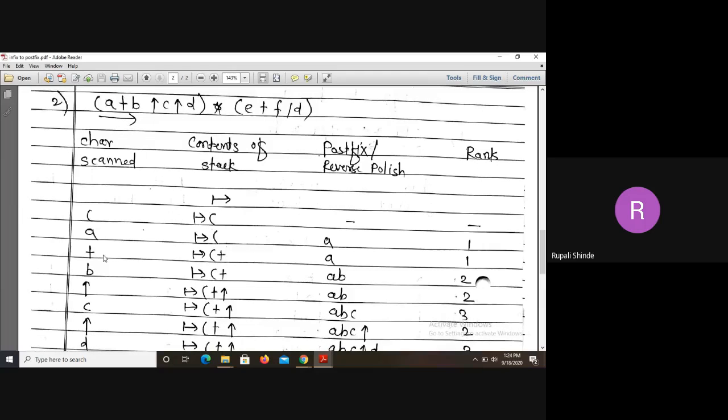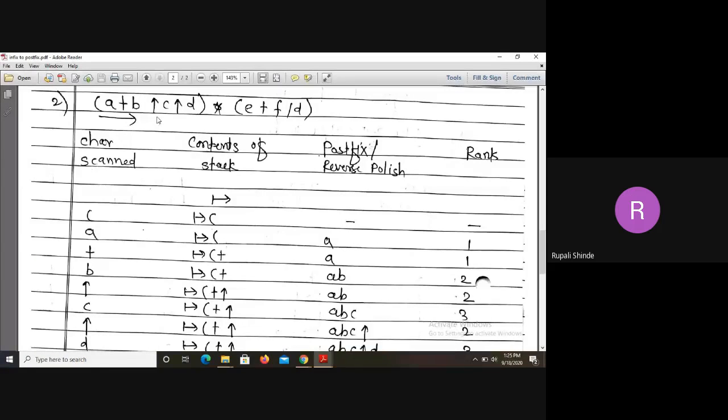Now the next character is plus. This is an operator, so we have to push it onto the stack. Now the stack contains the opening bracket and the plus symbol, and postfix and rank remain the same. Now the next one is B. Again this is an operand, so we write it into postfix form. Now postfix will contain A, B. The rank for this one is 1 plus 1, which equals 2.